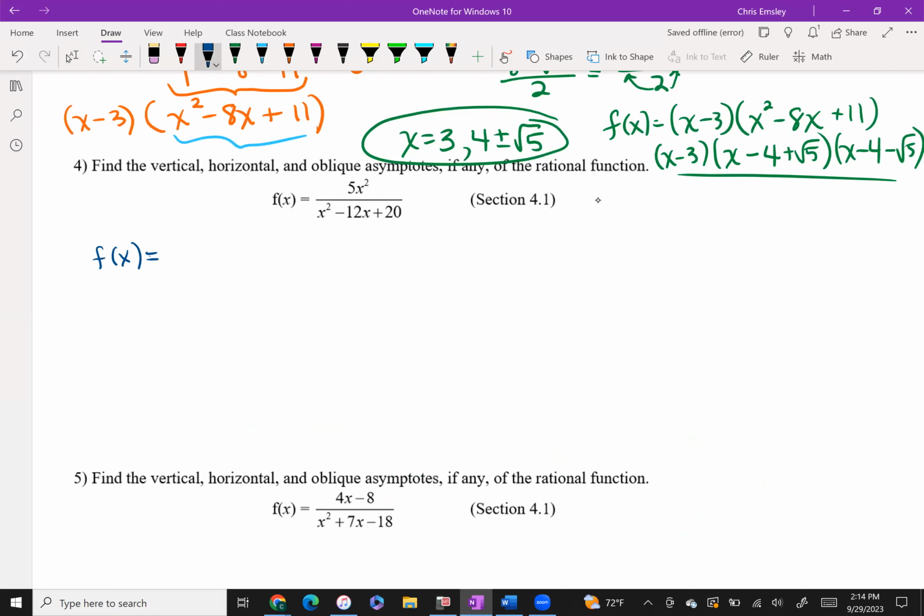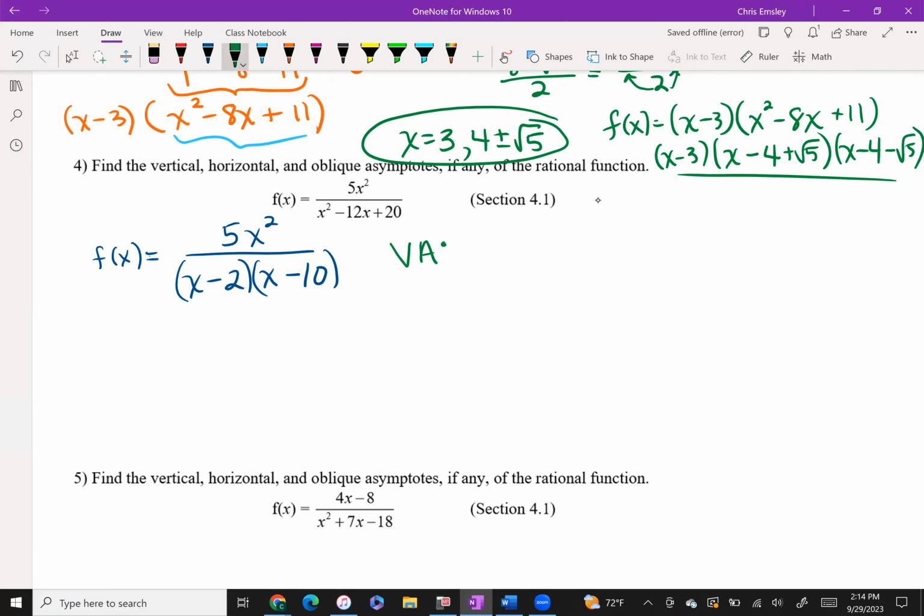The top doesn't factor, that is just 5x squared, so we'll leave it as we see it. The bottom does factor. X squared is x times x. For 20, factors of 20 that give me a negative 12. So 20, I think of 4 times 5, but 4 and 5 can't get me 12. So how about 2 times 10? That gives me 20. And if they are both negative, that does give me the negative 12. And negative 2 times negative 10 is positive 20. Great, that works.